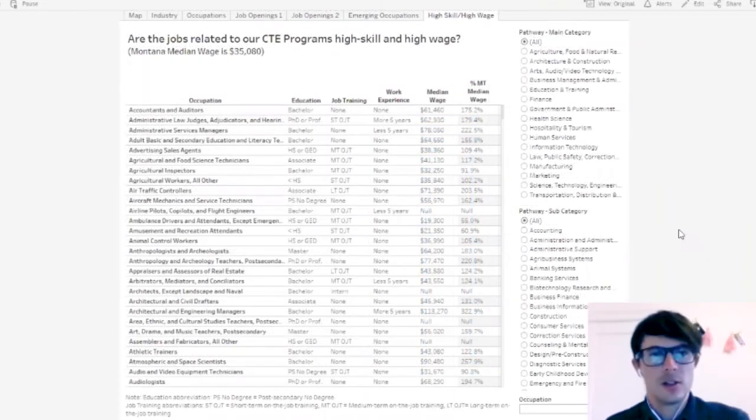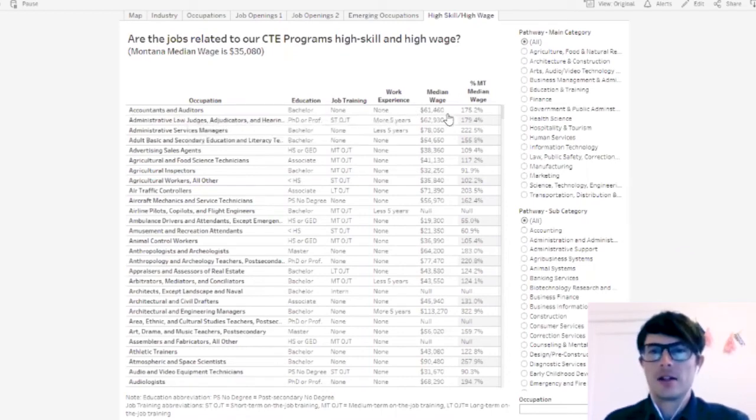The last question is, are the jobs related to our CTE programs high skill and high wage? So we have the occupation titles here alongside the minimum requirements for jobs within those occupations. Anytime you see job training reading none and work experience reading none, that doesn't mean that no work experience is required for some of these jobs. It just means that's the minimum requirements for jobs in that occupation.